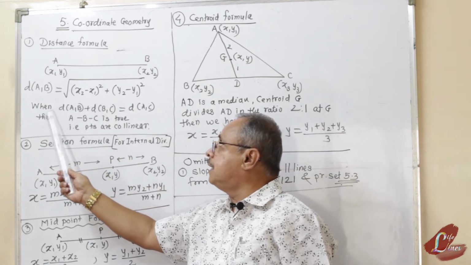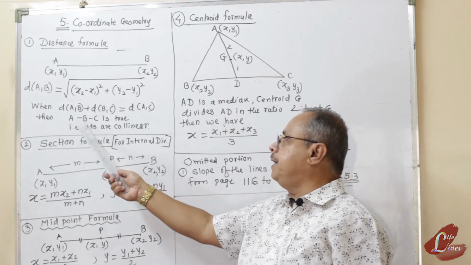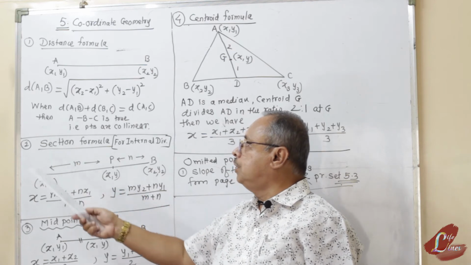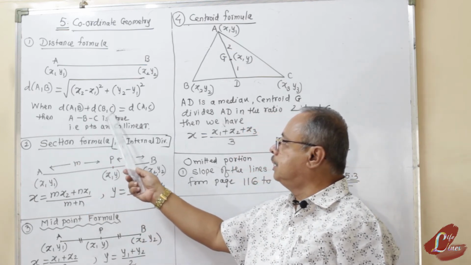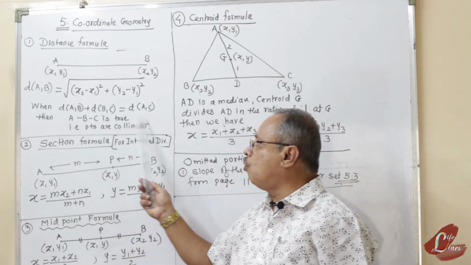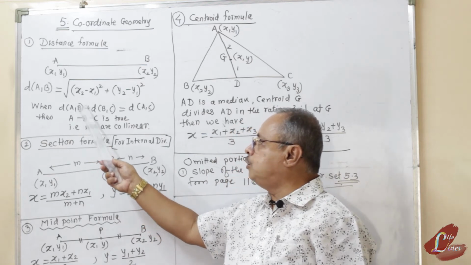In our exercise 5.1 we have to check whether A, B, C are collinear or not. In that case we have to use this. When distance AB plus distance BC is equal to distance AC, then A, B, C are collinear, that is A-B-C is true, and vice versa.